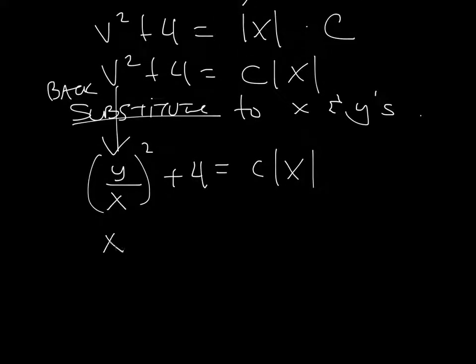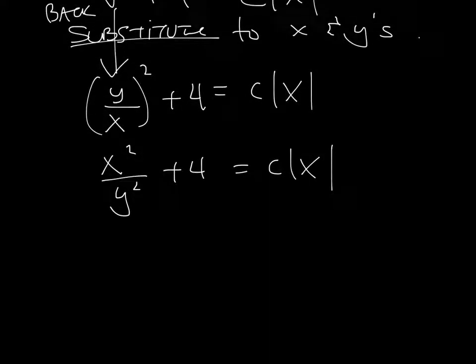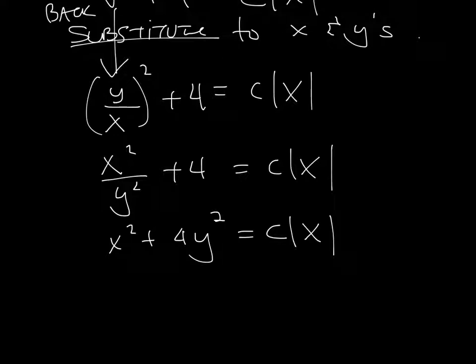And then, of course, we can just write x squared over y squared plus 4 equals c times x. I have this, and then I'm just going to multiply y squared to both sides. So x squared plus 4y squared equals c times x times y squared. Okay. So if you try to solve for y of x, you're not going to be able to define it explicitly.